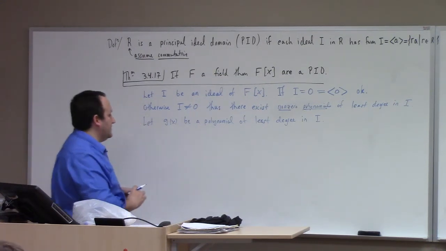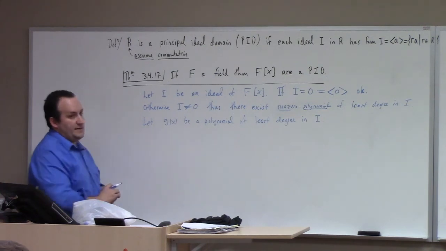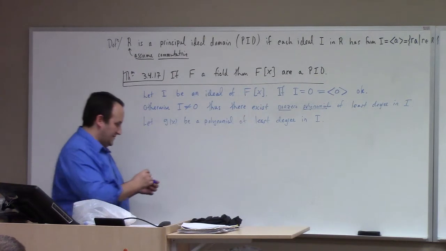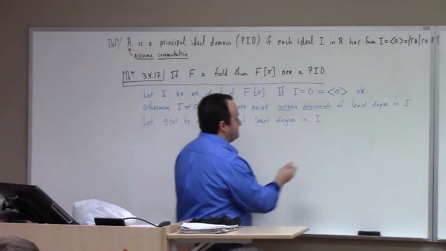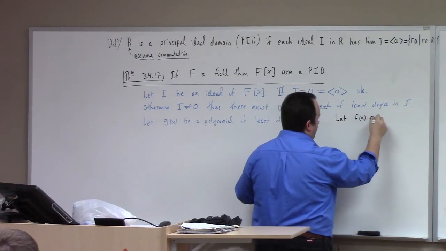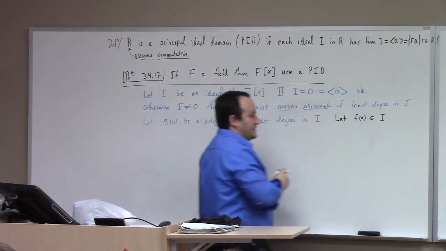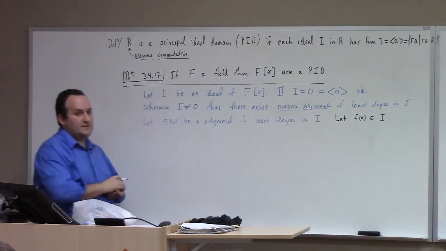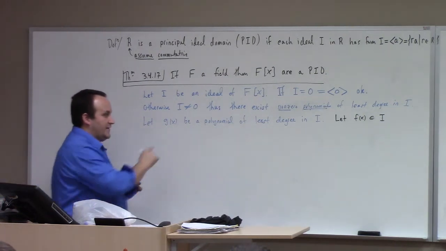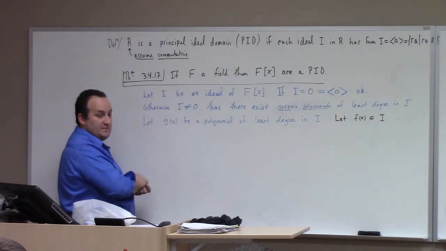And then what should we do? We want to show that I is principal, right? So at this point, I should take something else in I. Let's say f of x, right? And then what can I do? Pretty much the only tool I've got to work with here, theoretically, is what? The division algorithm, right? So f of x is in I, and we can divide by g, right?